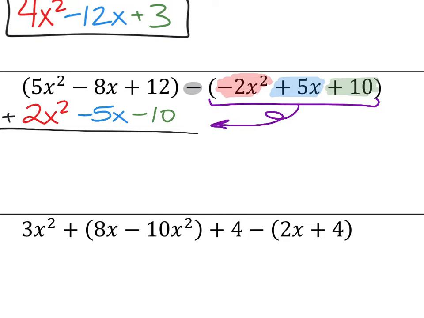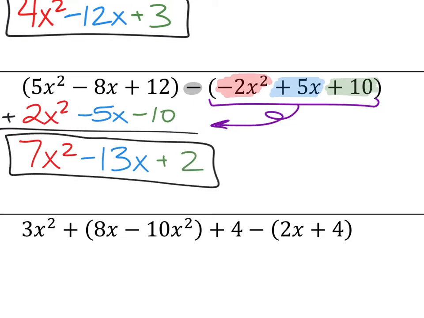So my next step is just going to be 5x squared plus 2x squared, which is 7x squared. Negative 8 plus negative 5, which is negative 13x. And then 12 plus negative 10, which is positive 2. But remember, when we wrote down the opposites, that's the subtracting part. Subtracting is just adding the opposite sign. So we wrote down the opposite sign, now we can just add.